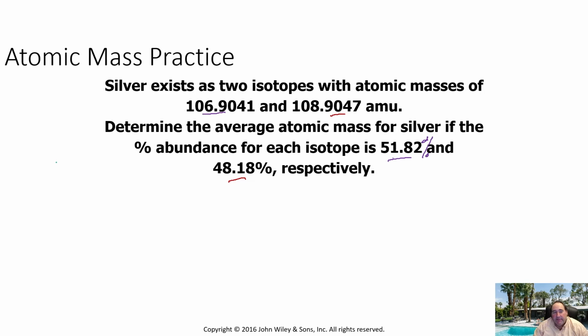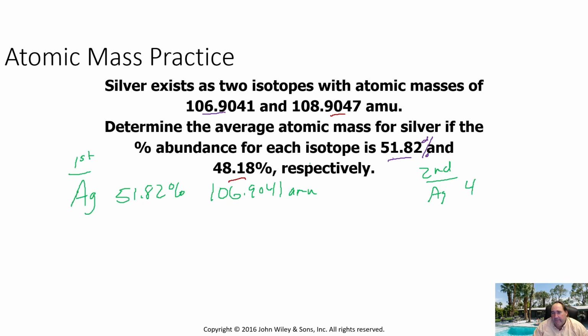So we have basically 2 isotopes of silver. Our first isotope here of silver, just going to put our guys together. That's going to be 51.82%, and it will have a mass of 106.9041 AMU. Our second isotope of silver has a percentage of 48.18%, and it has a mass of 108.9047 AMU.